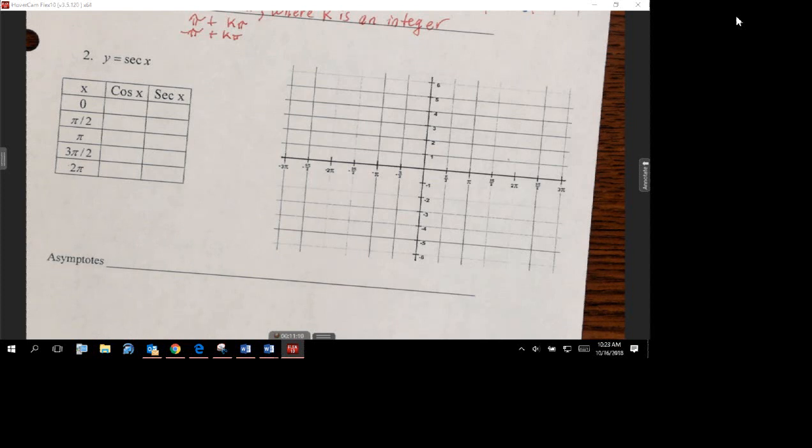So what do you do when it's undefined? Do it. What do you do when it's undefined in the graph? What is the next one?